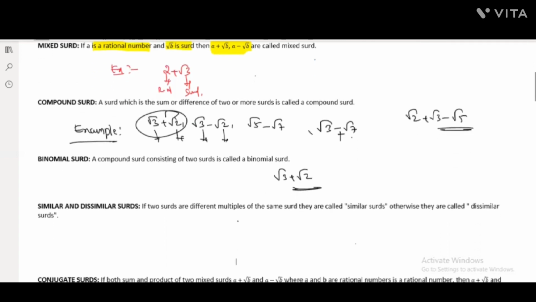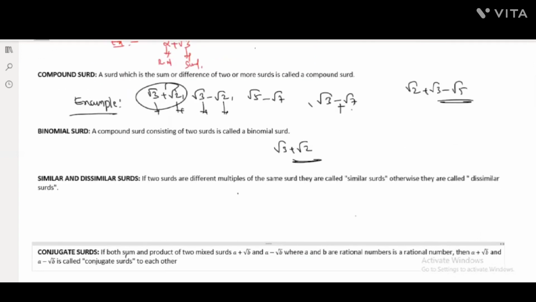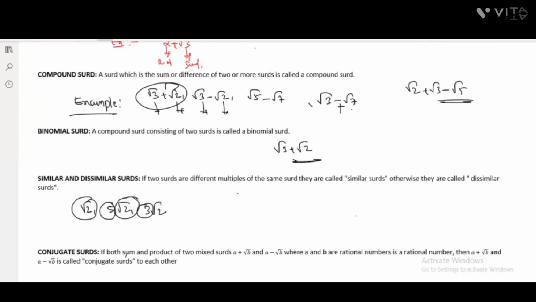Next comes the similar and dissimilar surds. When it comes to similar surds, like root 2, 5 root 2, 3 root 2, the outside multiplication may be different, but the surd should be the same. Maybe the multiplicative coefficient is different, but the surds should be the same. These kinds of surds are called similar surds.